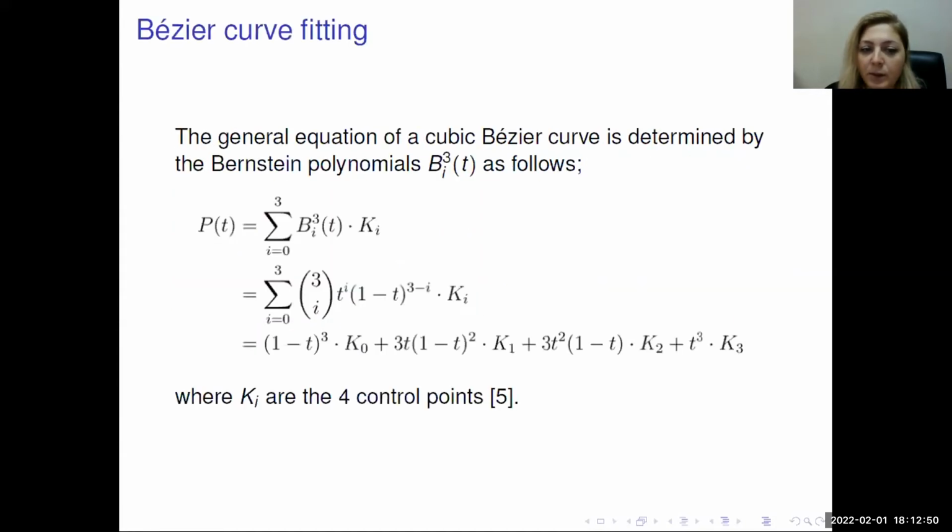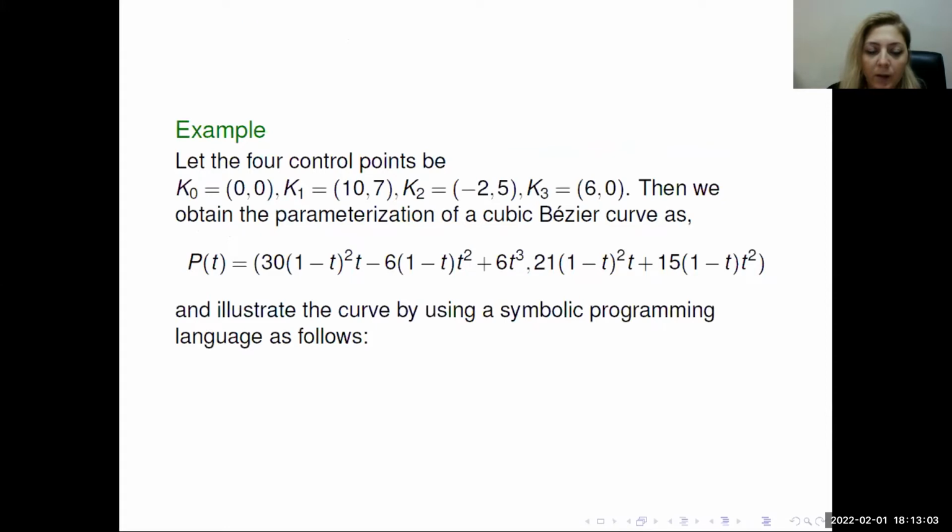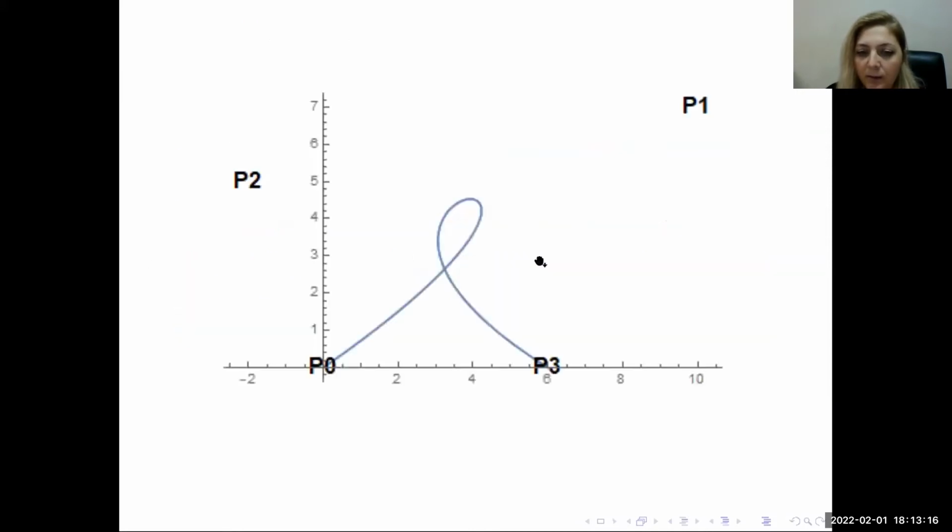The general equation of a cubic Bézier curve is determined by the Bernstein polynomials as this. Here, Kr are the 4 control points. An example is this: K0, K1, K2, and K3. The parameterization of the Bézier curve, and this is the illustration.